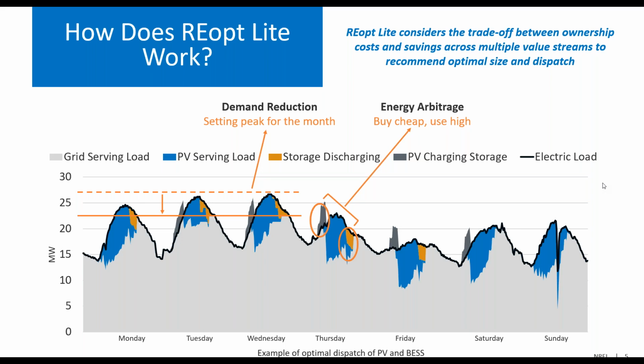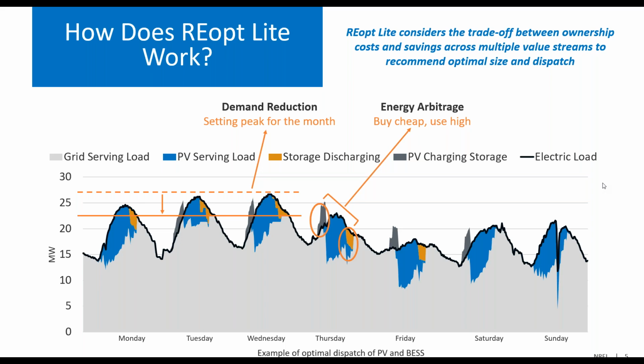But you'll see that PV is also meeting some of the load during the daytime, and storage is filling in at the end of the day as PV production tails off, but utility rates are still high. So together, solar and storage are able to reduce the peak demand from the grid from about 27 megawatts to about 23 megawatts. And then you can also see that storage is being used for energy arbitrage, which means that it's charging up when utility prices are low and then discharging when they're high.